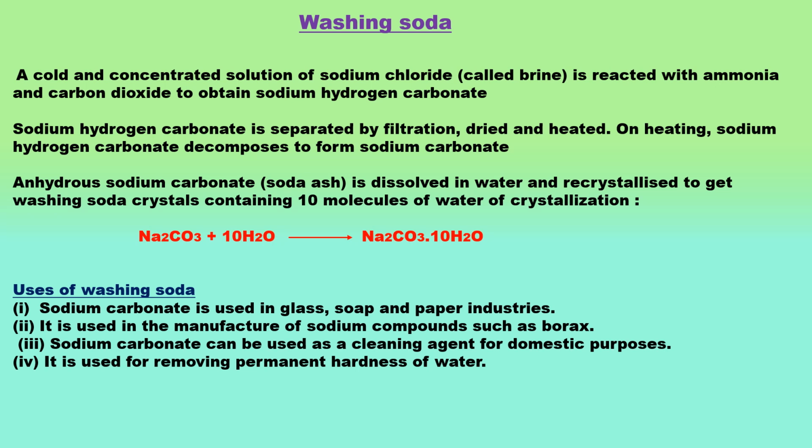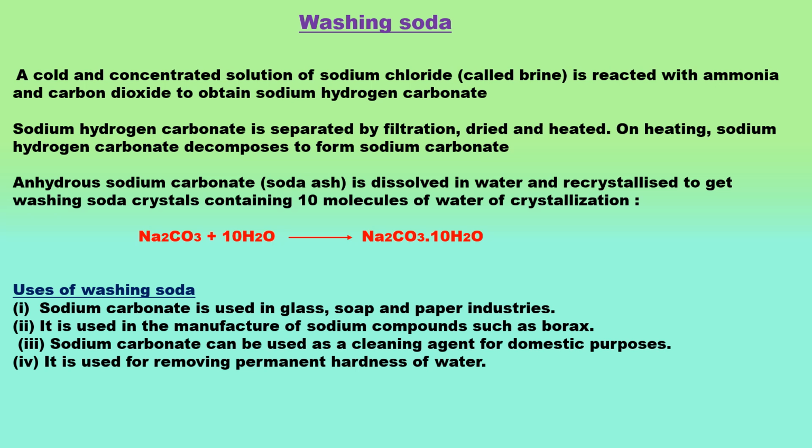Washing soda is an important chemical obtained from sodium chloride. Washing soda is a transparent crystalline solid. It is one of the few metal carbonates which are soluble in water. The solution of washing soda in water is alkaline, which turns red litmus to blue. Washing soda has detergent properties because it can remove dirt and grease from dirty clothes, etc.